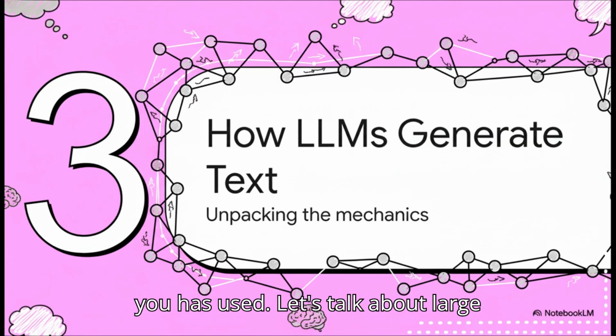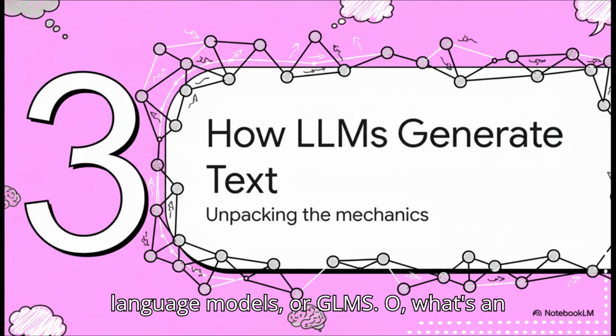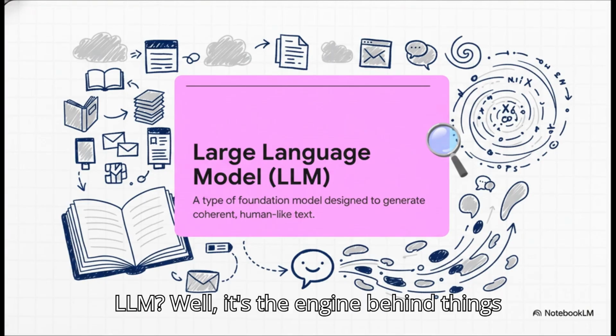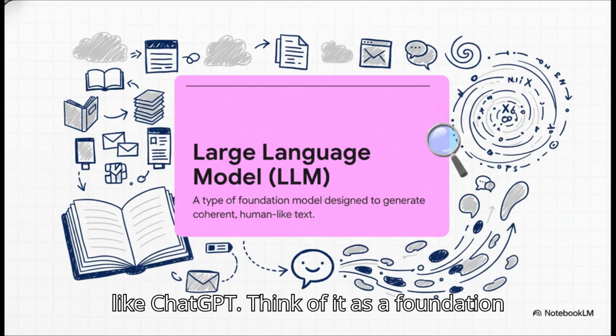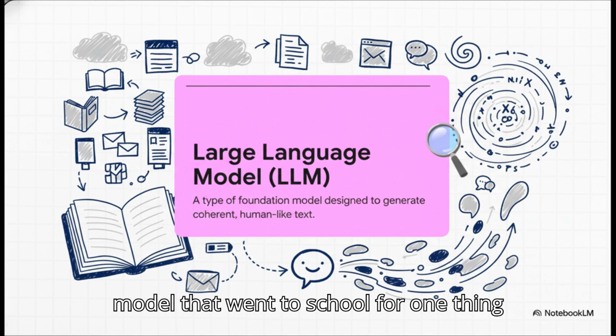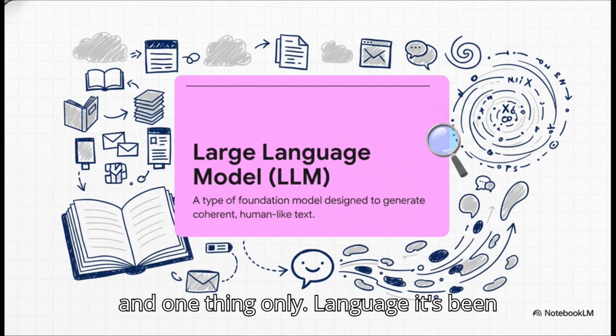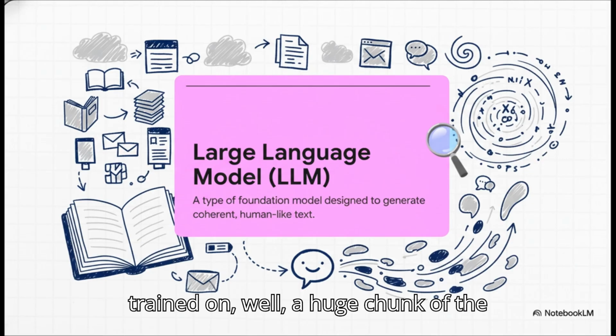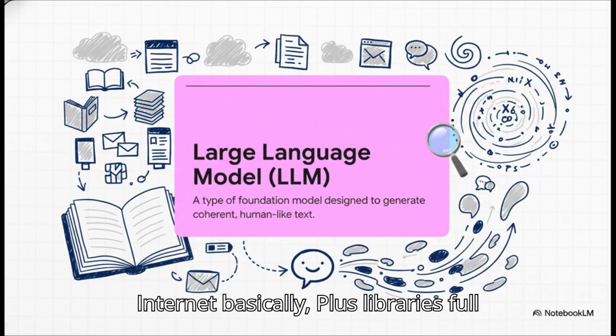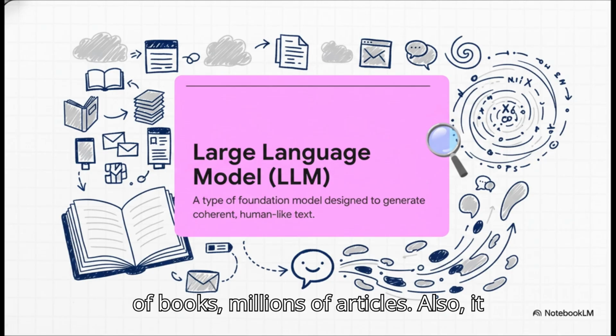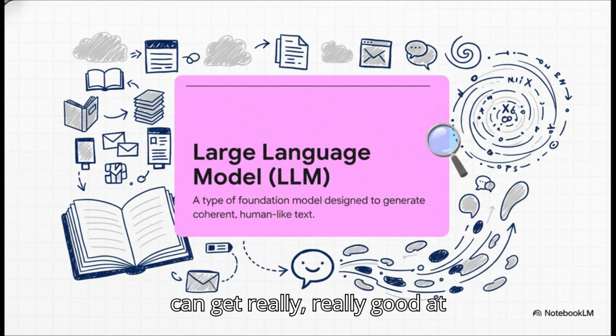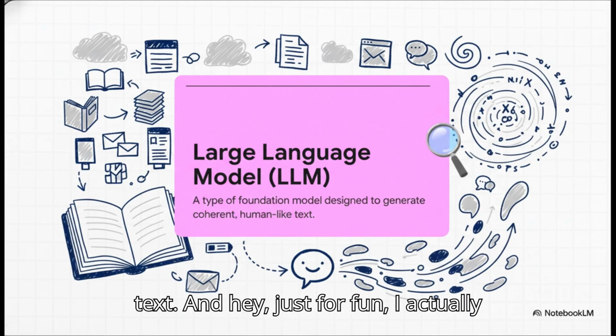Let's talk about large language models, or LLMs. So what's an LLM? Well, it's the engine behind things like ChatGPT. Think of it as a foundation model that went to school for one thing and one thing only, language. It's been trained on a huge chunk of the internet, basically, plus libraries full of books, millions of articles. Also, it can get really, really good at understanding and generating human-like text.